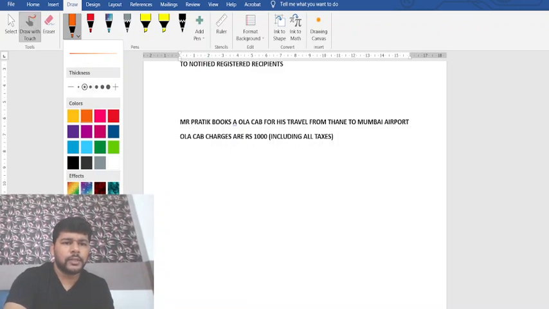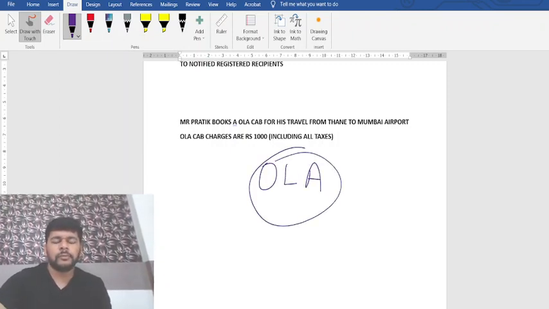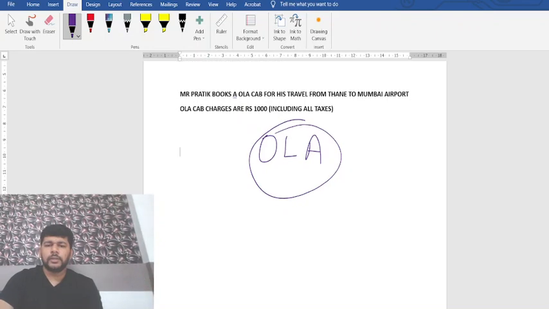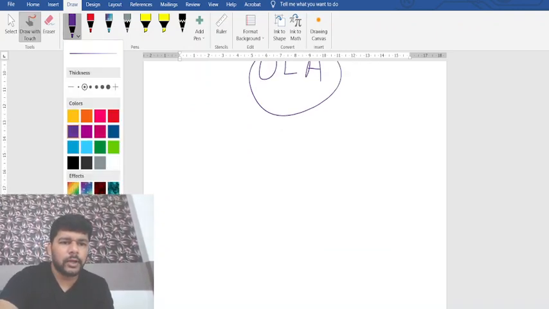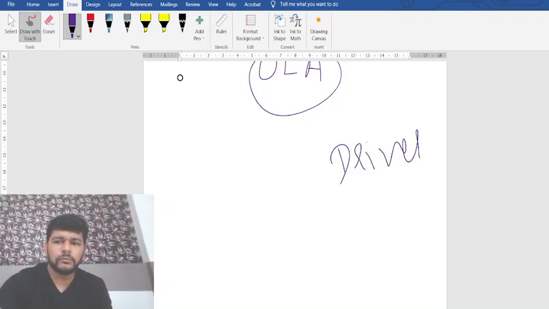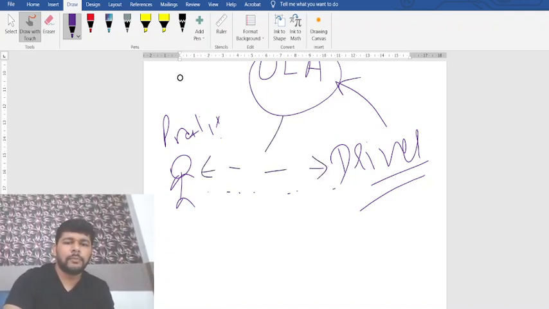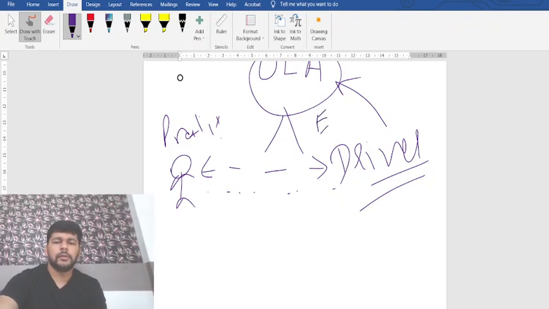What really happens? There is one company called Ola who are running an app, ANI Technologies Private Limited is the name, that is Ola. There is one person who is a driver. This driver is registered on their platform, and there is one passenger, this Mr. Pratik. So the Ola app helps these two people connect with each other. So Ola is typically an e-commerce operator.